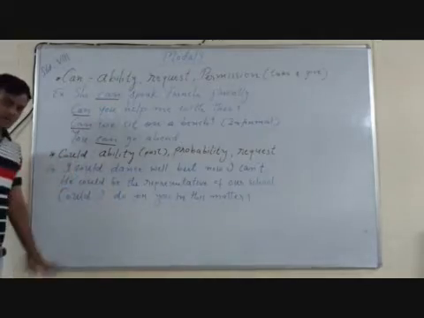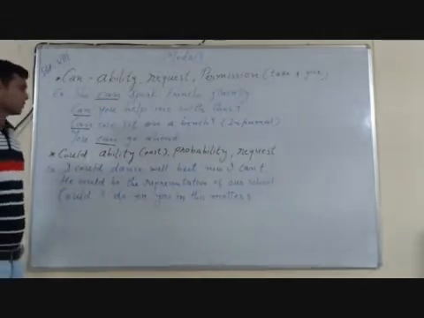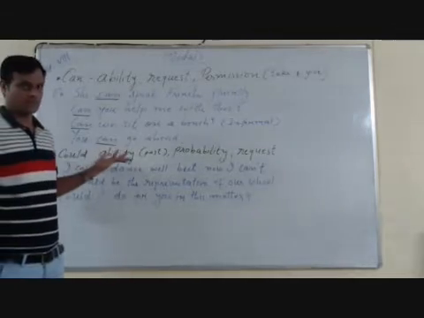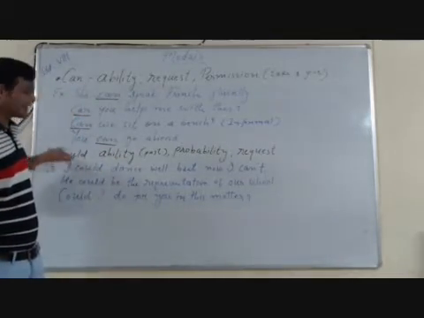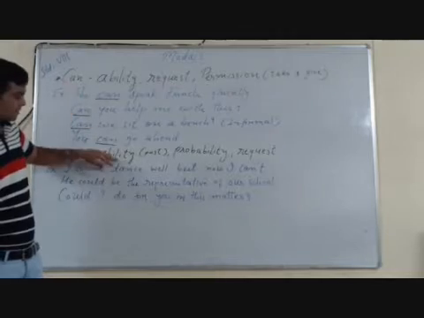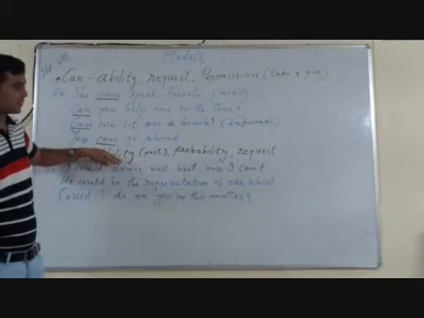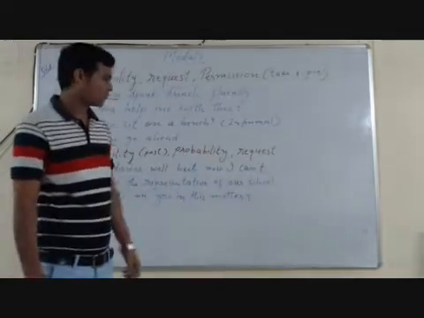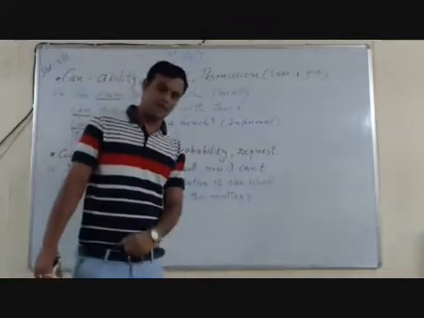Could, another model. Could is used to show ability in the past. Could is the past form of can, which is used to show ability. Then another use of could is to show probability, and third, to make a request.